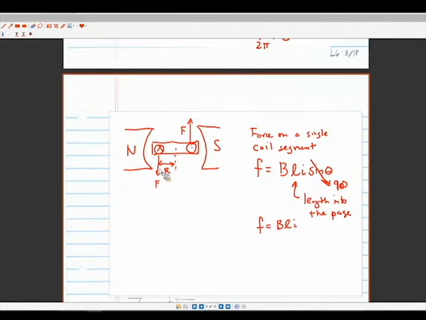What we're going to have actually is, if we look at the torque in this exact configuration, torque is going to be equal to two times N, if we have N coils, times R. And we'll get into the case when this is not perpendicular to the B field in a second. BLI for the torque generated in this configuration.